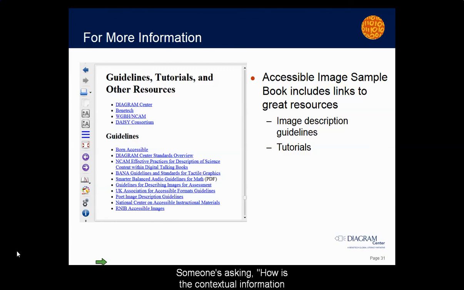Someone's asking, how is the contextual information separated from the content of the resource, I assume the image, and are there any metadata standards recommended to describe that context? Brian? Sure. And the simple answer is they're not separated from each other in terms of making the image accessible. So in other words, if you have a complex image or even an image that's not that complex, typically it'll have text on it, and of course that needs to be made accessible.